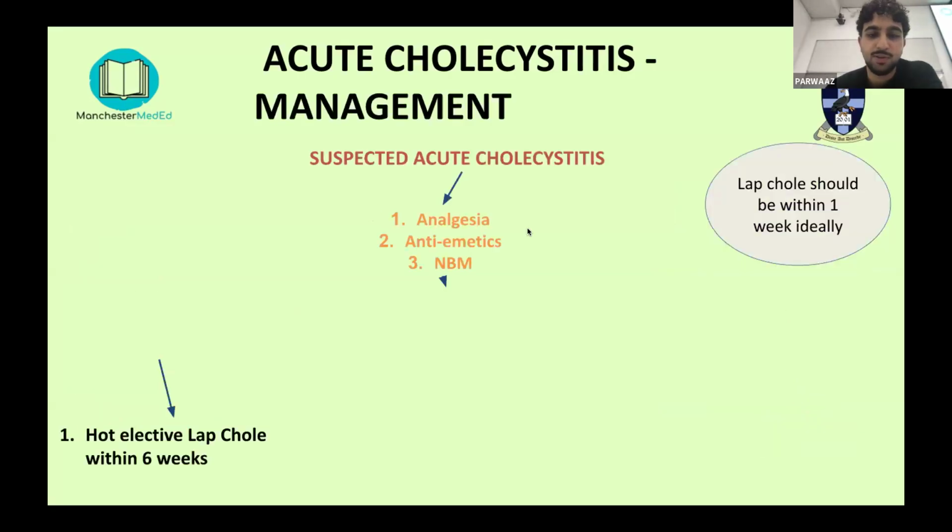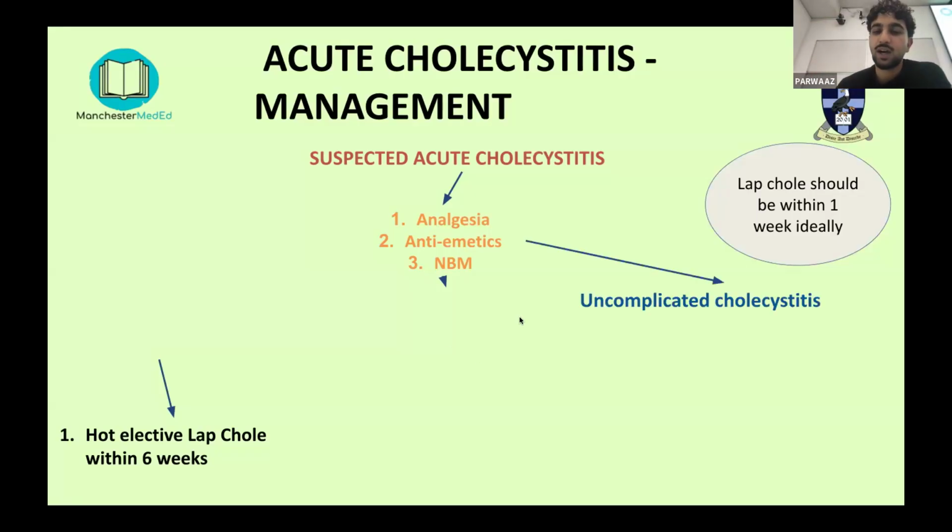Sorry, I've done my animation horribly there. But anyway, acute cholecystitis, main thing: pain relief, antiemetics, keep them nil by mouth. Always remember those three things. I'll keep saying it because if you say them, you'll always get some sort of points in abdominal pathology.